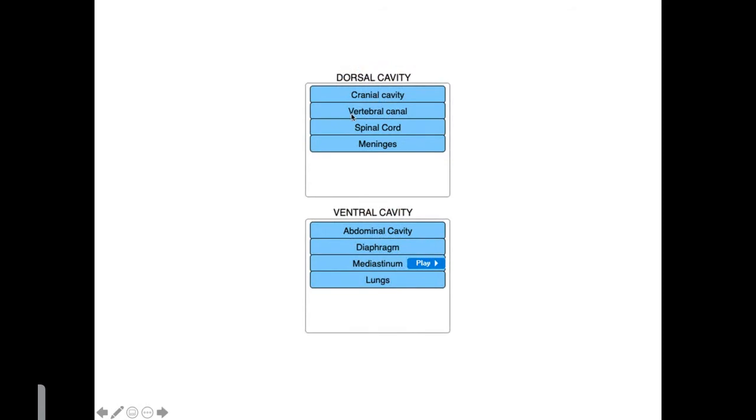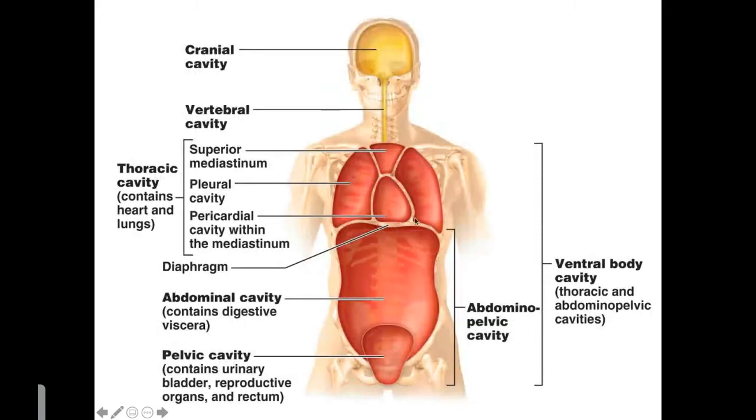So now, when you think of the cranial cavity and the vertebral canal and the spinal cord and the meninges that protect it, that's all part of the dorsal cavity. The ventral cavity is the abdominal cavity, the diaphragm, the mediastinum, and lungs. The mediastinum is right here. The mediastinum is this little space that allows a lot of blood vessels and windpipe and esophagus, all these structures to go through the center here.